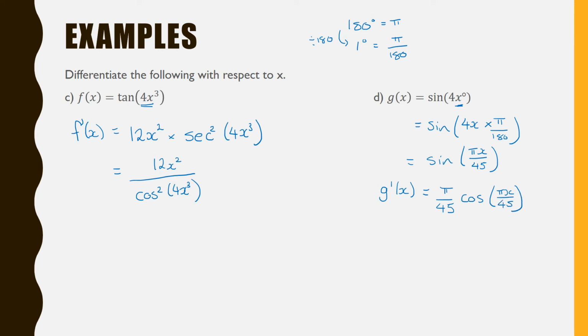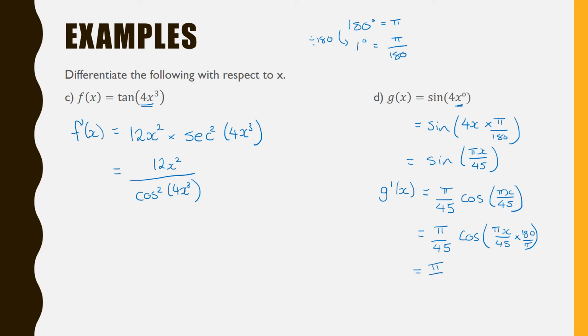We can leave our answer like this, where the angle, the x, is in radians, or if we like, we can convert our angle here, the argument, back to degrees, and to convert it back to degrees we would have to be doing the opposite. We would have to be multiplying by 180 over pi.